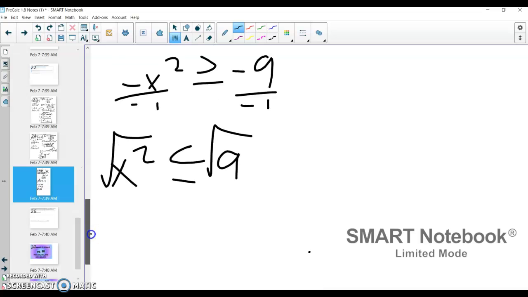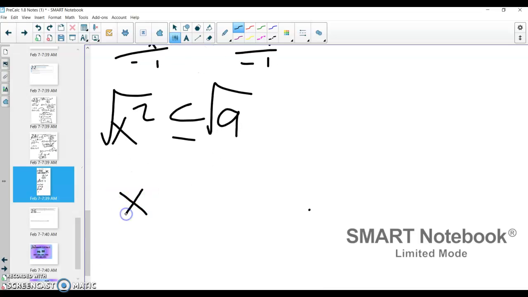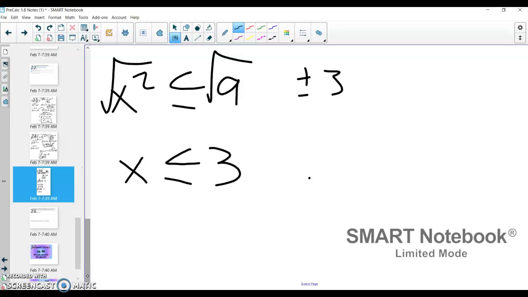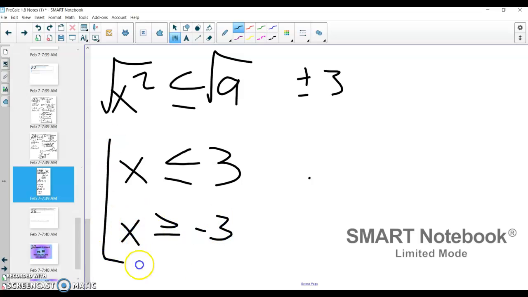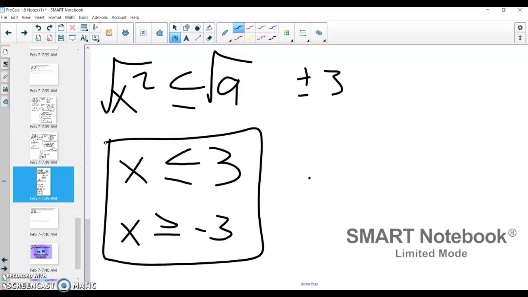When I square root both sides, I end up with x, and I get a positive 3, because the square root of 9 is going to give me plus or minus 3. The positive side of 3 keeps the sign the same, so that's x less than or equal to positive 3. And the negative side of things is going to make it flip, so that's x greater than or equal to negative 3. And that's going to be my domain there.